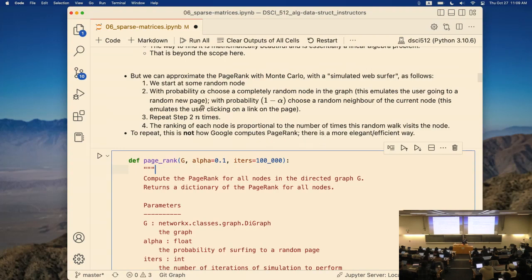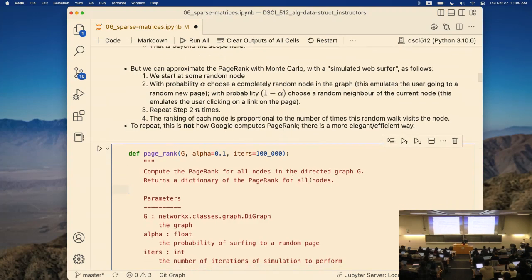And then we repeat this step over and over again to basically construct something like a random walk, and then analyze the results to find out which nodes are visited most often.